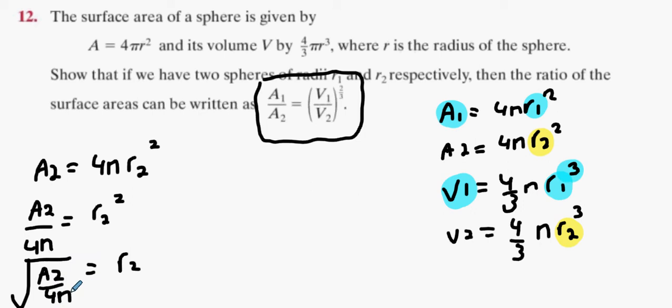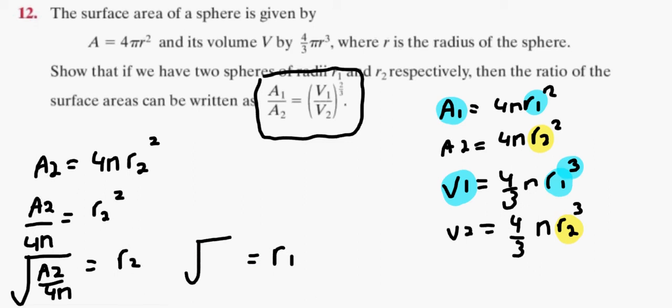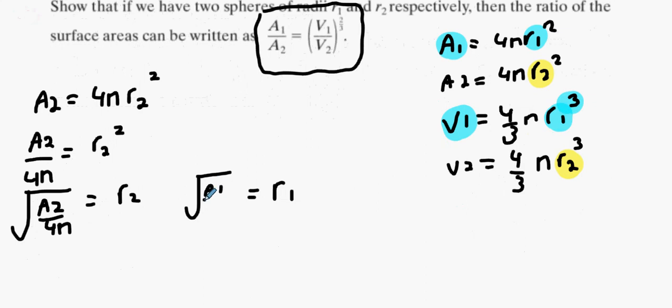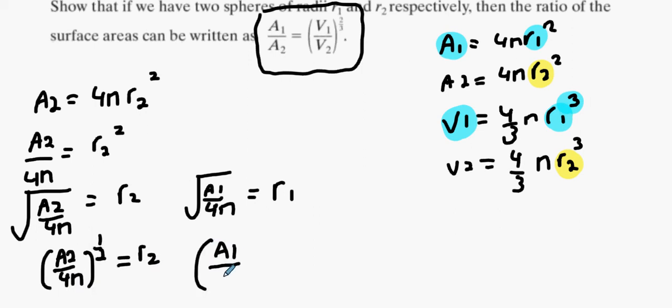Is that right? What would R1 be using the exact same technique? R1 would be the square root of A1 over 4 pi, because it's the exact same equation. Would that make sense? Now, I have R2 equals A2 over 4 pi to the power of a half. Does that make sense? And then I have R1 equals A1 over 4 pi to the power of a half. Alright, anybody have any ideas what I'm going to do with these two equations?